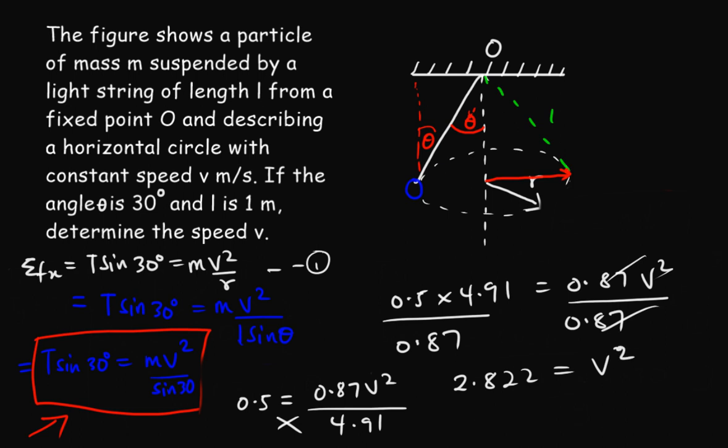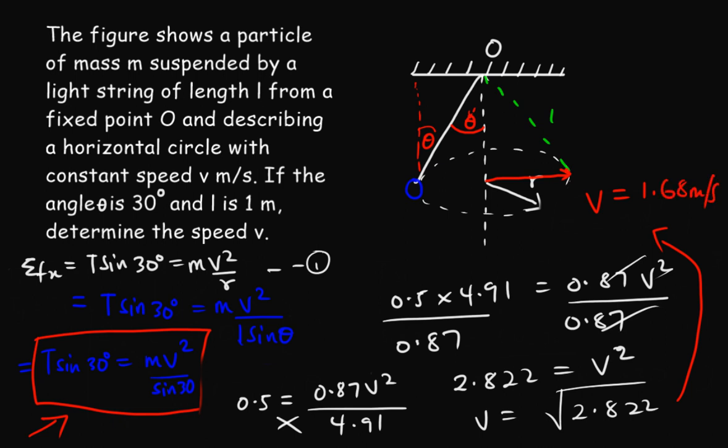So you want to find v, so you just have to take the square root of the value that you got there, 2.822. So let's take the square root and see what we get. When you take the square root, we are going to have v equal to 1.68 meters per second. So that will be the velocity, or the speed, of the particle.